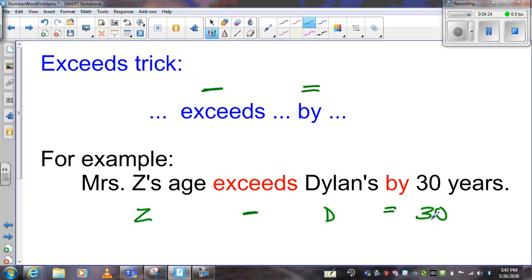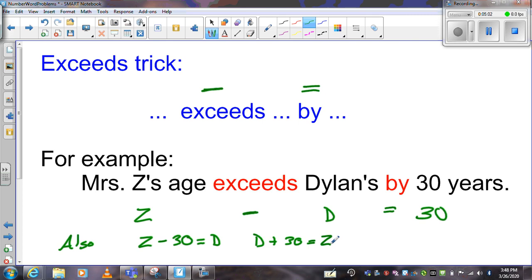So anytime you see exceeds, you can use this trick. When translating the word exceeds, you're going to use minus. When you're translating the word by, you're going to use equals. Now, just so that you know, you don't always have to set it up this way. If you know that Mrs. Zagrosi's age is bigger than Dylan's by 30 years, you could have also said Zagrosi, take away 30 equals Dylan's age. You could have said Dylan, since he's the younger one, if you add 30 years to his age, then you'll get my age.